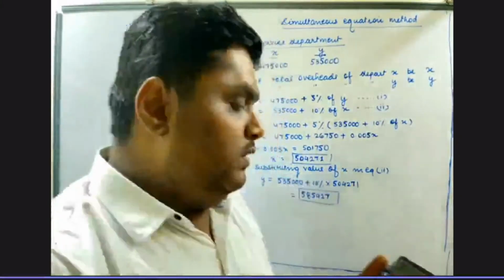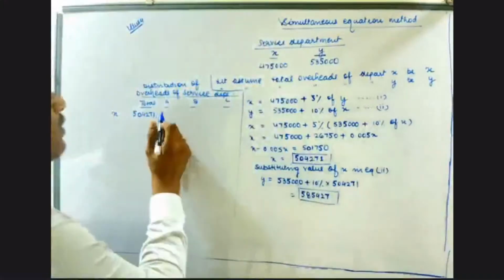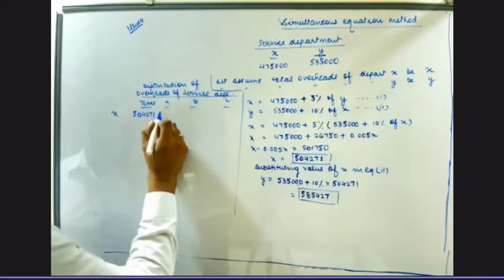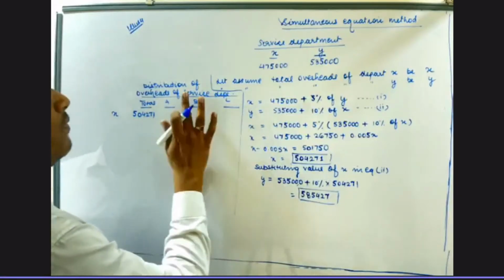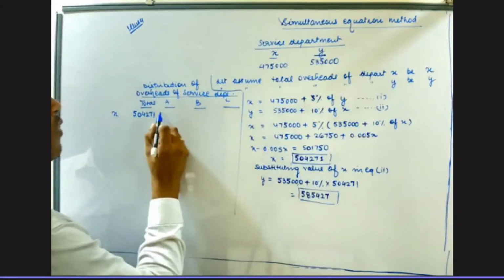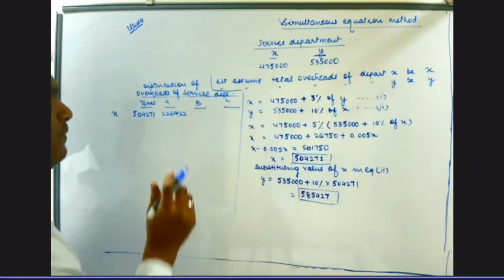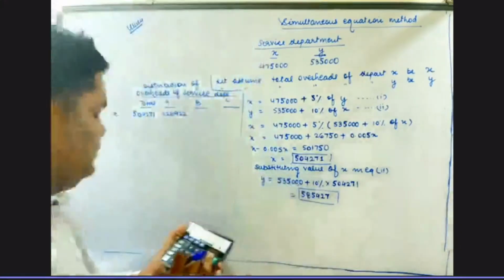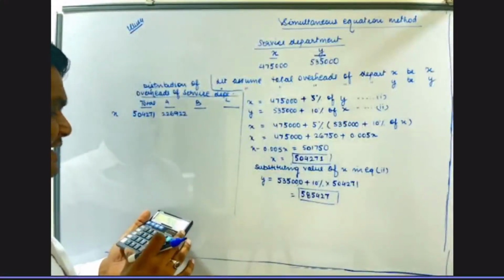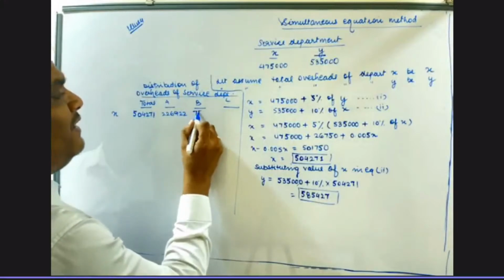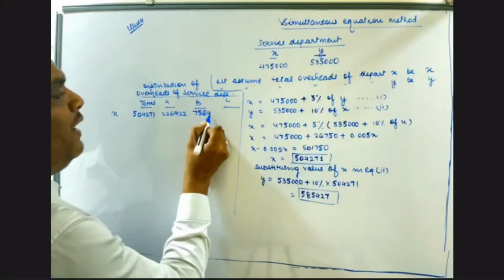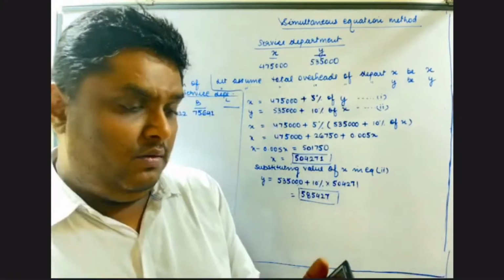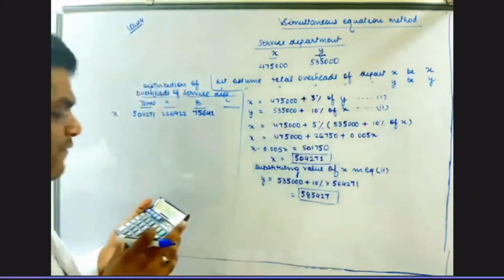into 45%. So 226,922. 15% of 504,271 will be 75,641. And 30% will be 151,281.